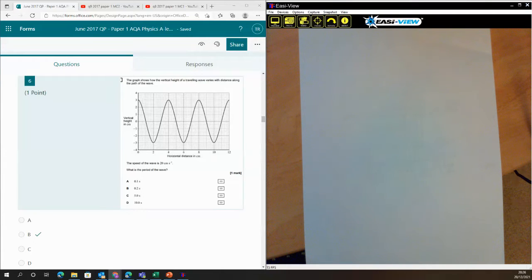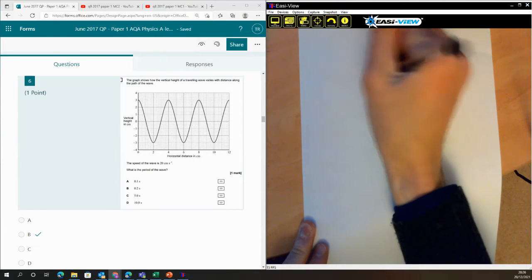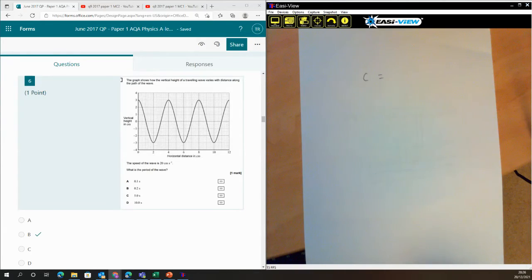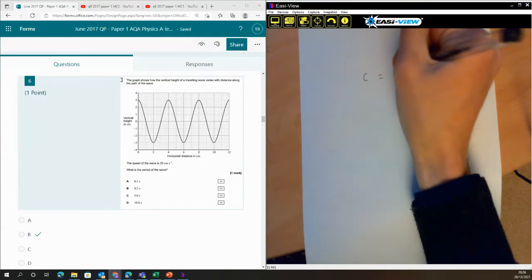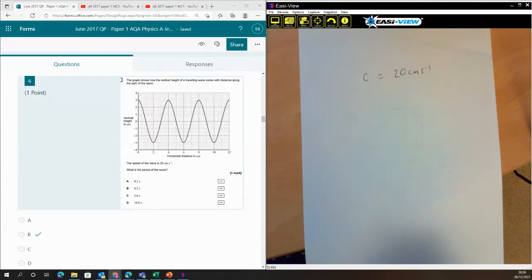The additional information you're given in the question is that the speed of the wave is 20 centimeters per second. So we've got that the speed of the wave is 20 centimeters per second, and we can work out the wavelength. So the speed of the wave, I'm going to use c for the speed of the wave, and that is 20 centimeters per second. It's standard to use c for waves. You could use v as well. That's just as valid, but I'm going to use c. So c is 20 centimeters per second.